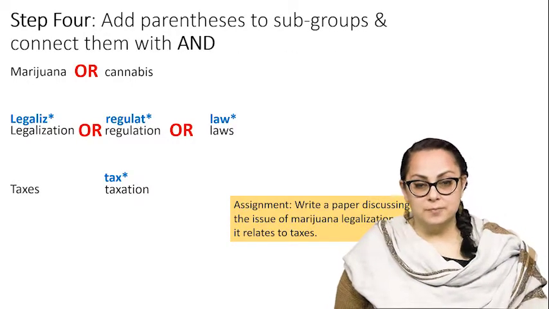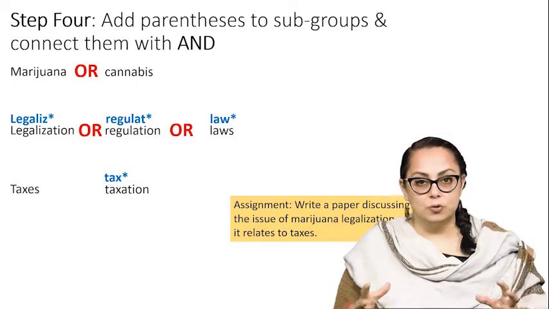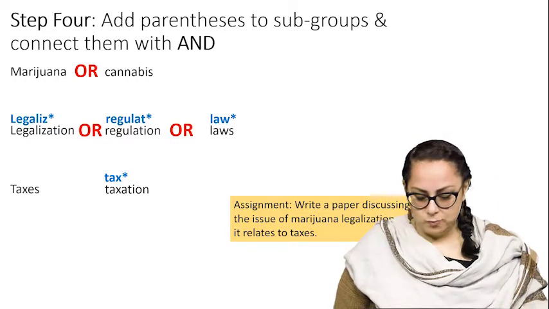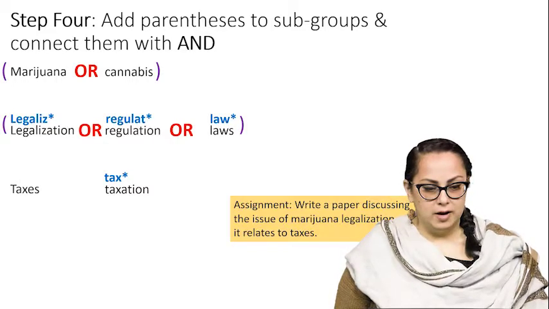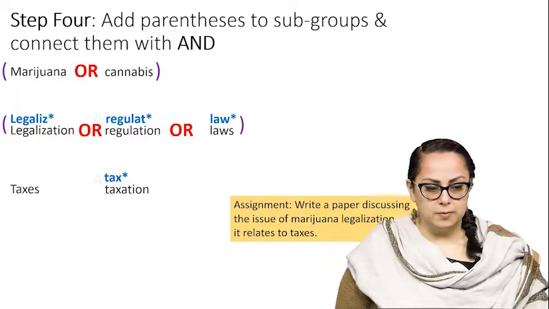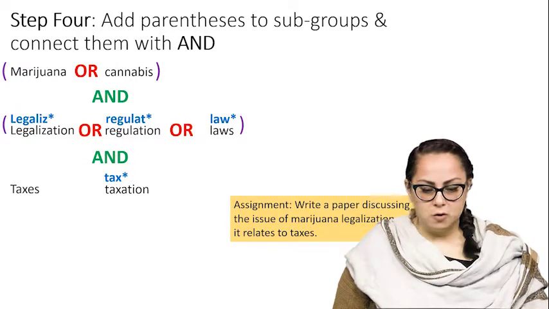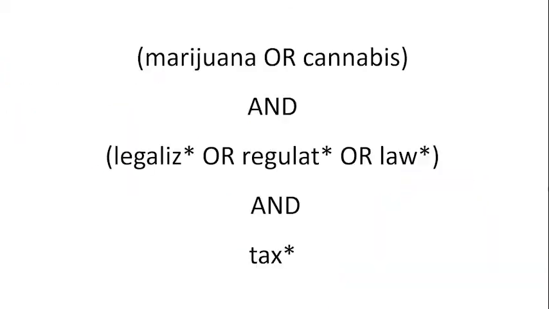And now the next step, the final step, is to go ahead and add your parentheses around these groups of synonyms and connect them with and. So we can go ahead and add this parentheses around our terms that use or. And then we're adding and in between these groups. So our final search should look like this. Let's go ahead and pop this search into some databases for an example.